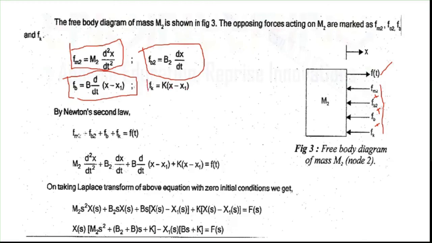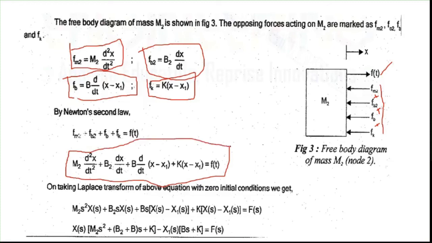So applying in the force balance equation, we will get m2 into d square x by dt square plus b2 into dx by dt plus b into d by dt of x minus x1 plus k into x minus x1 is equal to f of t. So this is the differential equation of the node 2.